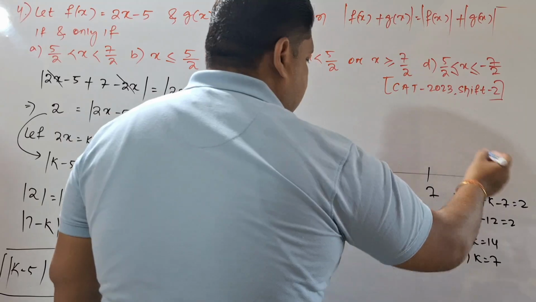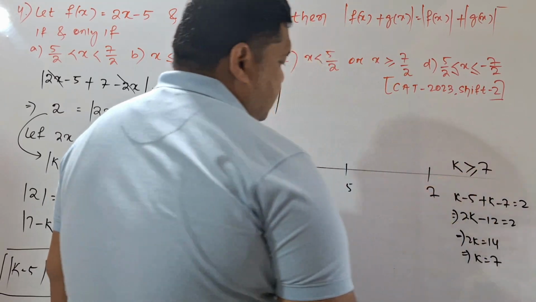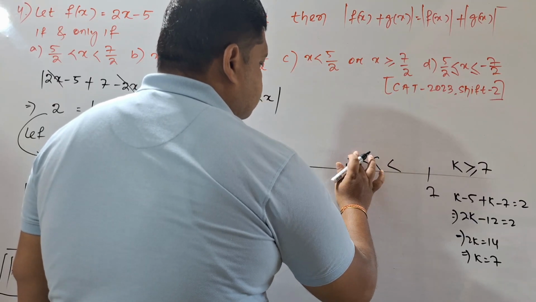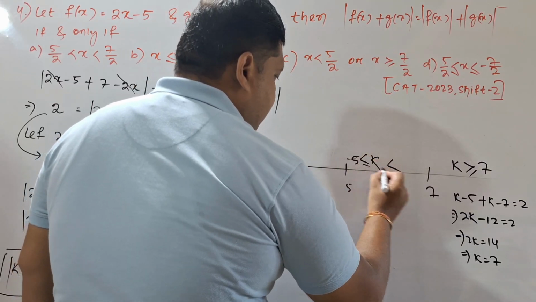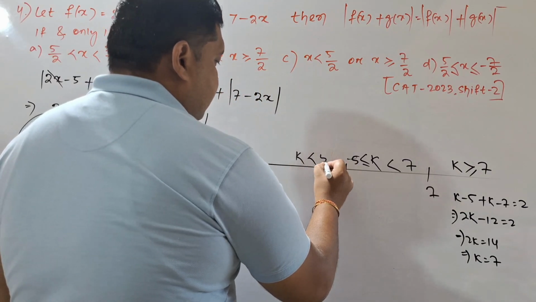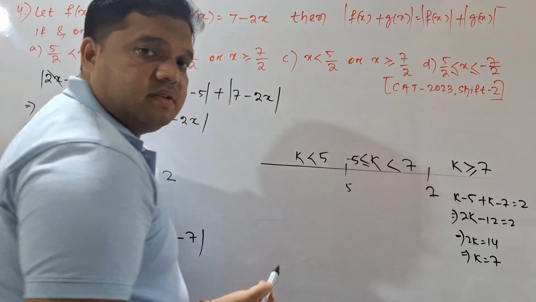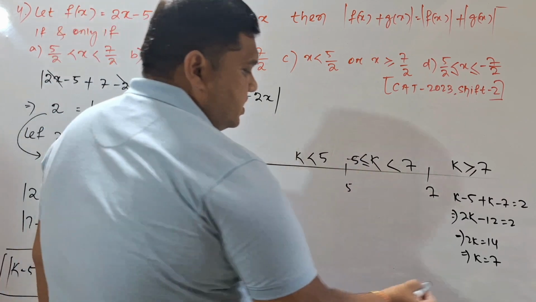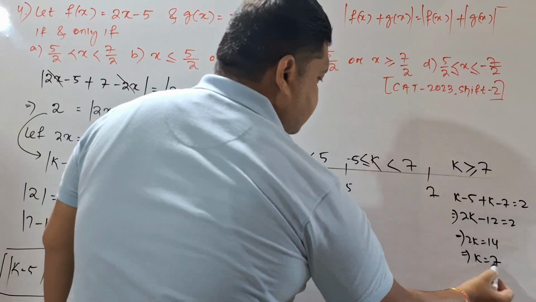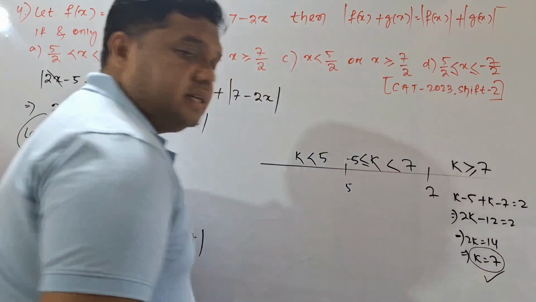Acha, this region is what? The critical point is 7, so this region is k greater than or equal to 7. And this region is k lies within 5 to 7. And this region is k less than 5. Understood? Always the equal to symbol is there with the greater than symbol. Now look here, I find k equal to 7. This condition is k greater than or equal to 7, and I get k equal to 7. Satisfied. And this region is satisfied.